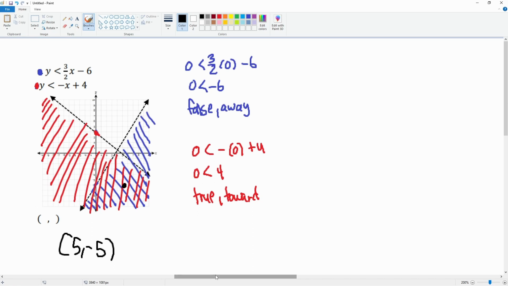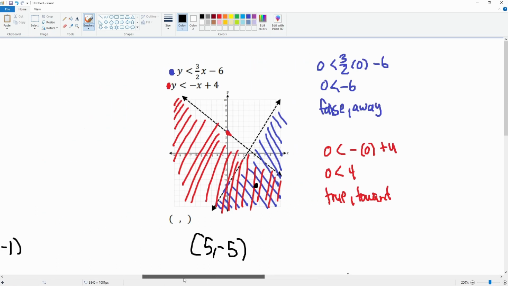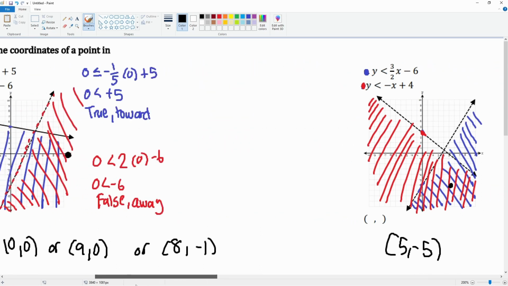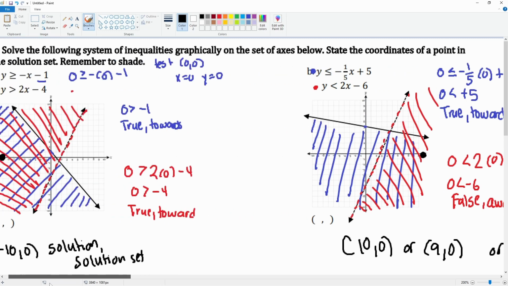All right, so there you go, class. That is how you find the solution for the system of inequalities and determine the points within that solution set.